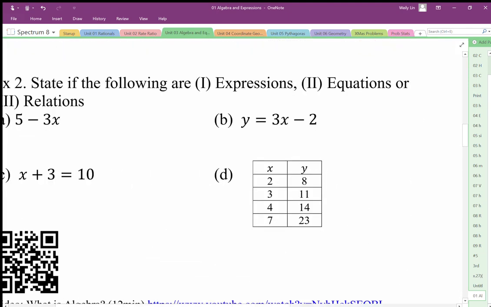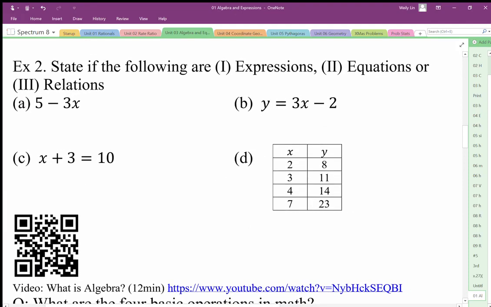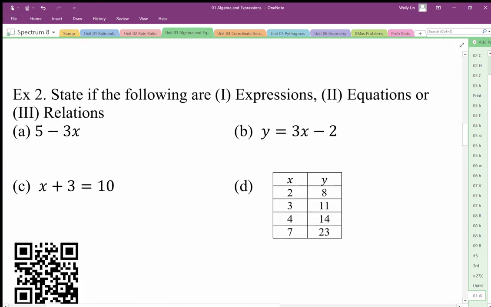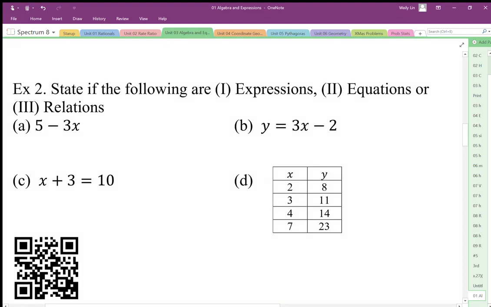For these ones here, I want you to state whether these are expressions, equations, or relations. So for A, there's 1x, but there is no equal sign here. So this is an expression. Expressions are most easily characterized by the fact that there is no equals. In B, there is an equals, but there are two variables. Expressions can have two variables, but expressions can't have an equals in there like this. So this is a relationship or a relation.